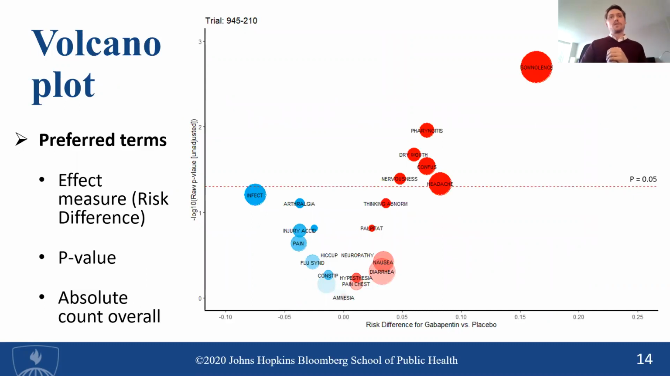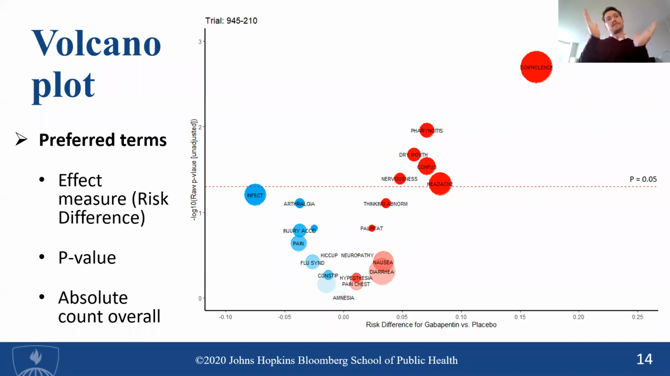Volcano plot. This one presents all the harms again at the preferred term level, and each term is represented by a bubble. The y-axis is the negative log 10 p-value, which we chose to use unadjusted, but you could use adjusted. So the higher you go on the y-axis, the smaller the p-value compared to ones lower on the y-axis. And on the x-axis is the measure of effect, risk difference in this case, for gabapentin versus placebo.